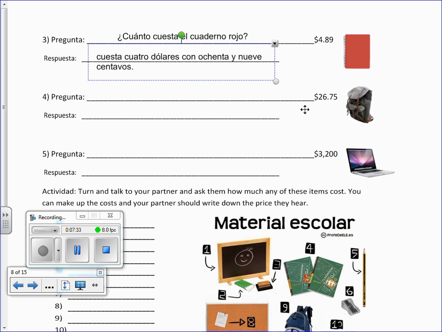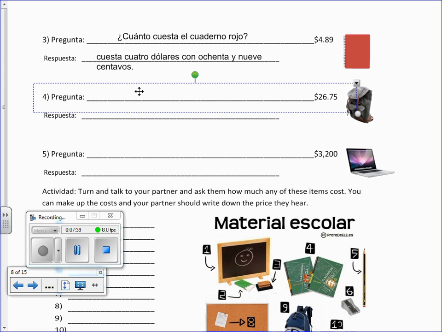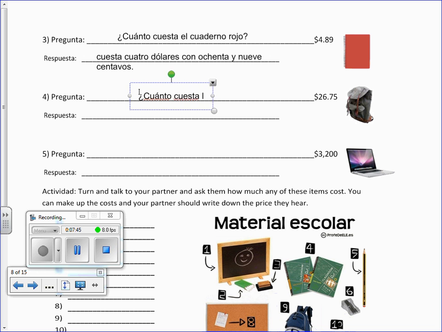All right, so the next one, 26.75, and you have the backpack. So hopefully you put cuánto cuesta. Okay, so cuánto, don't forget your accent on your A. ¿Cuánto cuesta la mochila? And remember, mochila is feminine. So if you wanted to give it a color, whatever color you chose would have been feminine as well. Okay, so ¿cuánto cuesta la mochila?